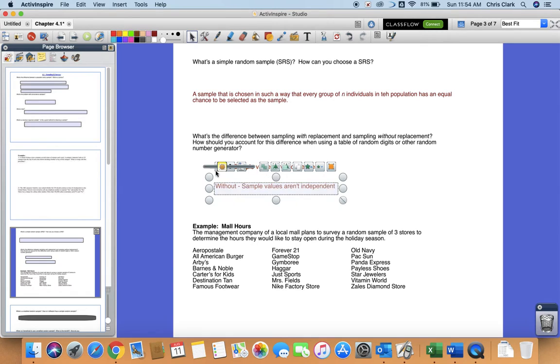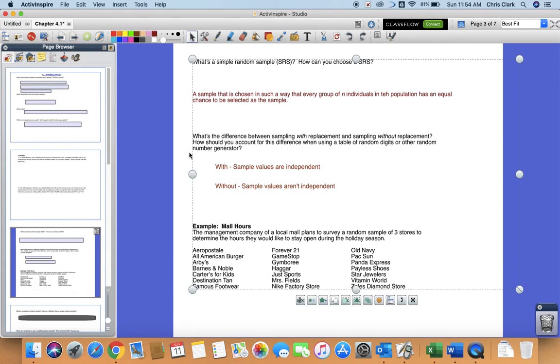These sample values are not independent, and so I would not be replacing the number or the piece of paper in the hat once I select that number. Okay. So I have this example. It's about mall hours. It says the management company of a local mall plans to survey a random sample of 3 stores to determine the hours they would like to stay open during the holiday season. So I think I have 21 stores here.